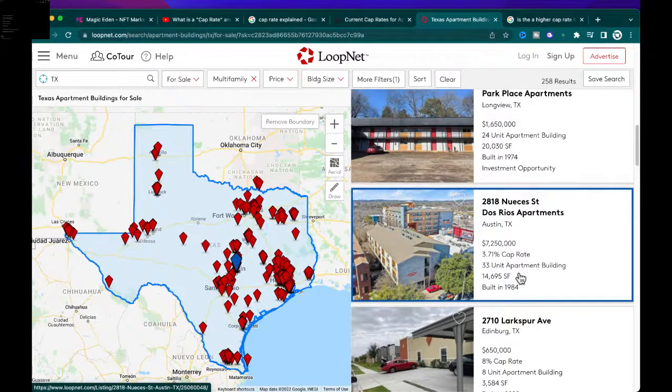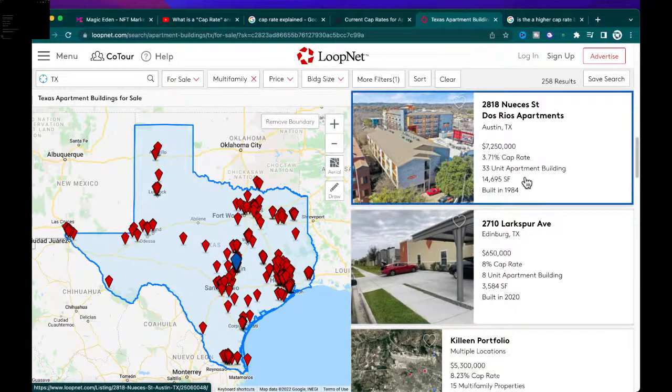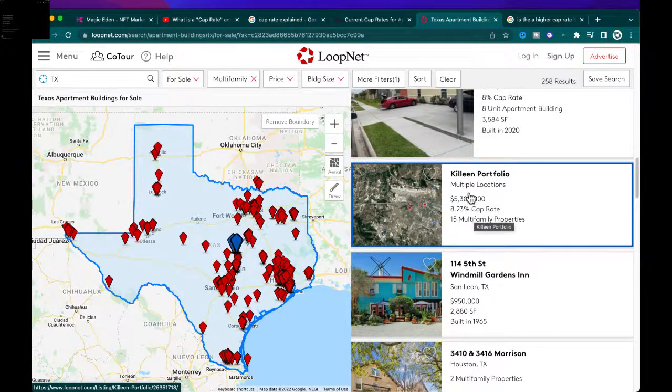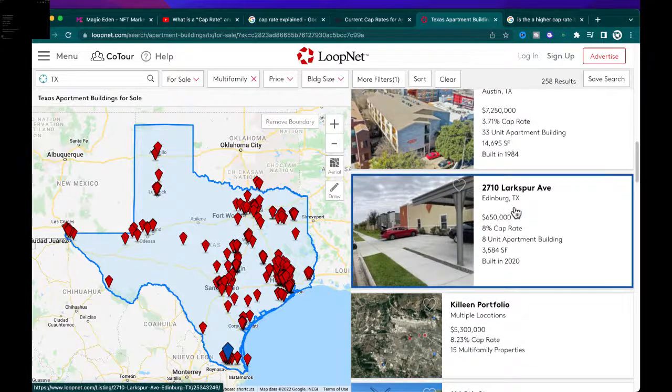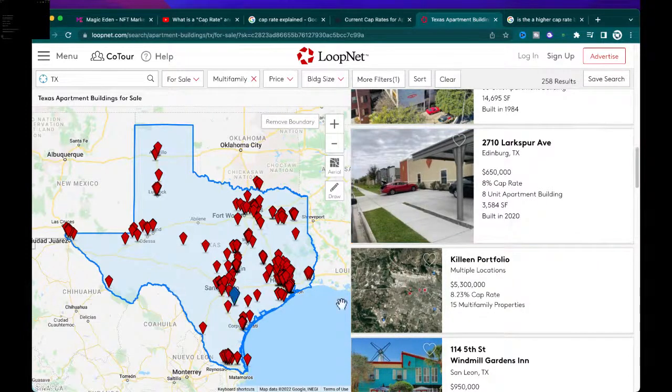These are 3.7. Now notice this. See how the price is higher on the 3.7, and then when you go to something like the 8, it's lower, right? It's just because the higher the cap rate, like we said, the more risk. The lower the cap rate, the what was it? Yeah, the higher the cap rate, the more risky. I always do that. The higher the cap rate, more risky. The lower the cap rate, the safer it is.